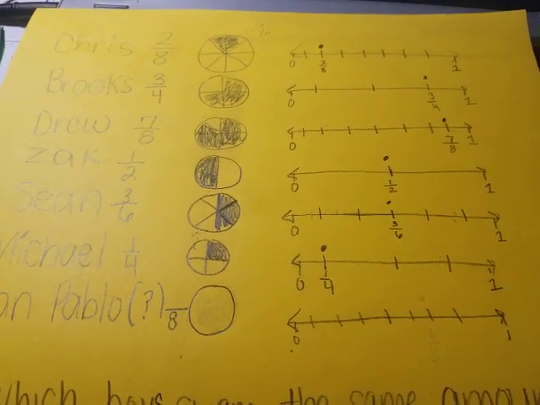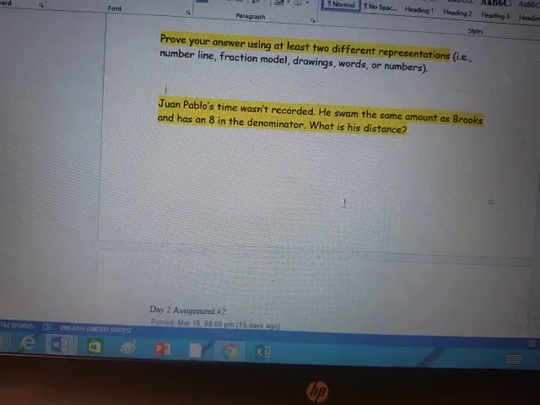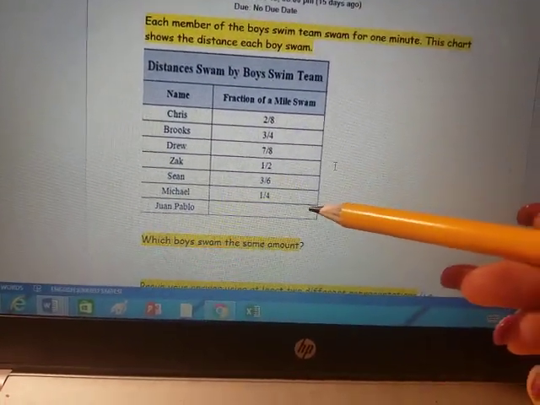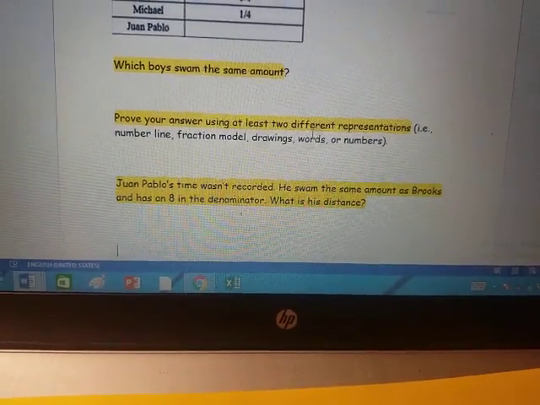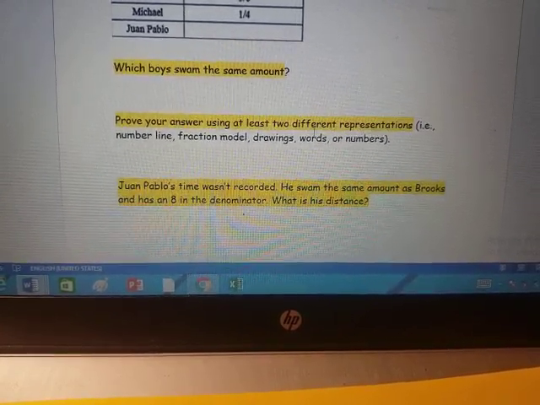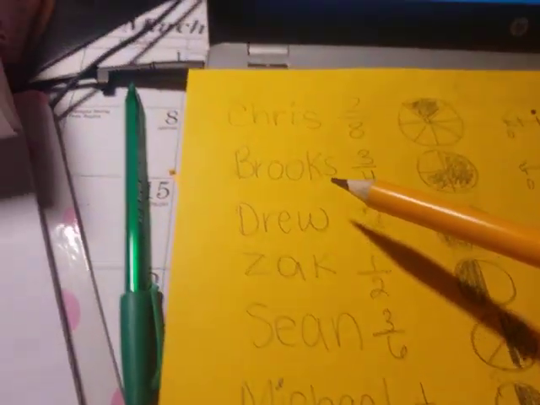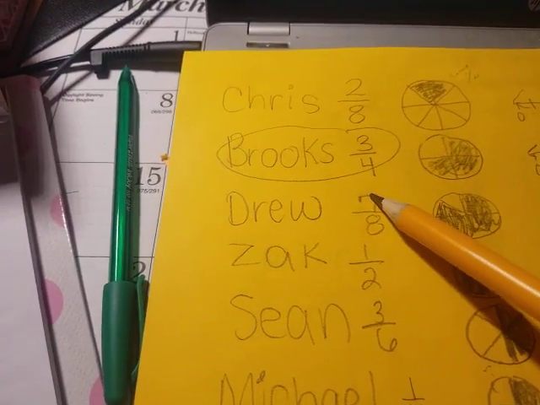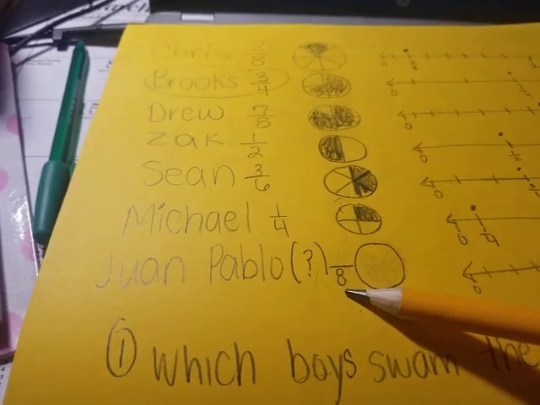You don't need to do a number line for all of them, just the two boys that swam the same amount. Then the last question has to do with Juan Pablo, because we don't know what Juan Pablo swam. Okay? So if you look at the last question, it says Juan Pablo's time wasn't recorded. He swam the same amount as Brooks and has a denominator of 8. What is his distance? So if he swam the same amount as Brooks swam, 3/4, we need to find a fraction that is equivalent to 3/4.